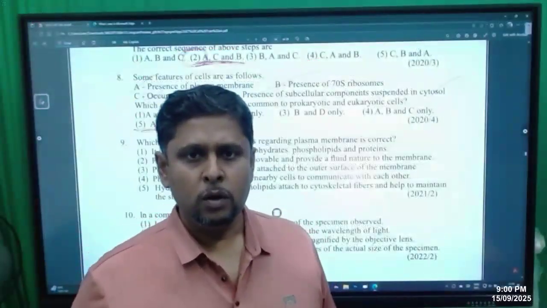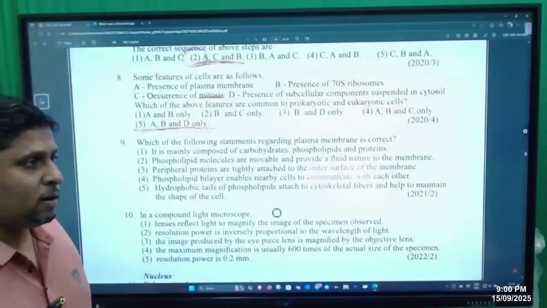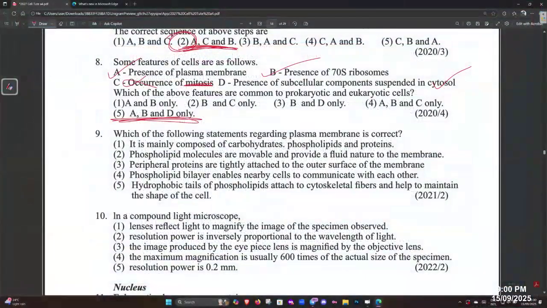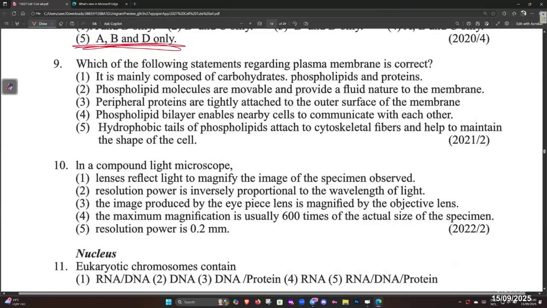ABD 5. Question number 9. Now, question number 9, 2021 A-level paper question. Right. Which of the following statements regarding plasma membrane is correct? Mainly composed of carbohydrates, phospholipids, and proteins. Mainly composed of carbohydrate, oh, that's wrong. Phospholipids and proteins, fine.